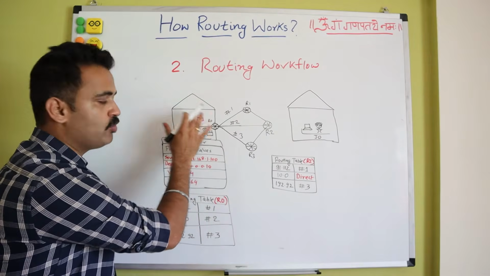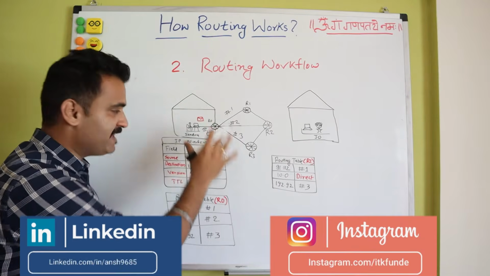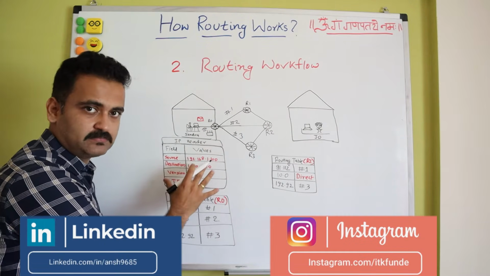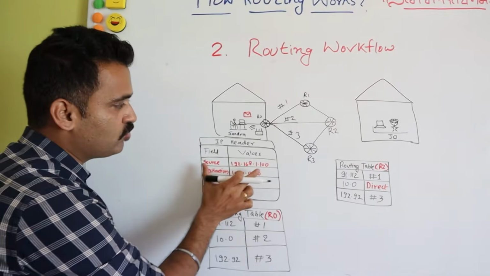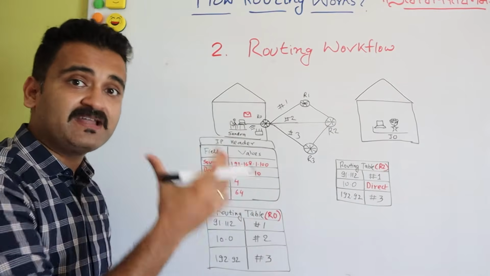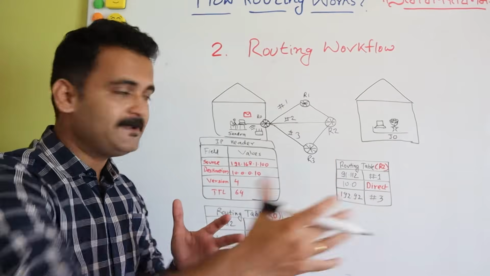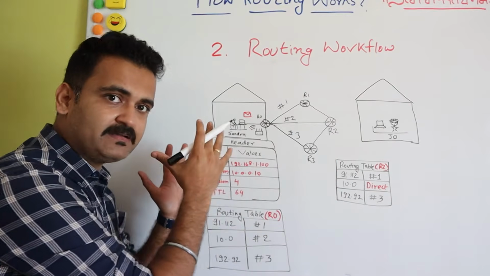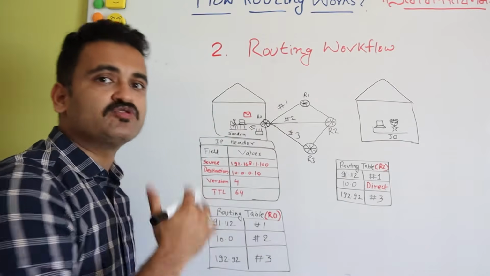So the moment the sender sends an email, that data packet will be assigned an IP header. Okay, what will happen in the IP header? The source and the destination IP address will be attached so that the IP packet knows where to reach, right? The moment the IP header is assigned to it, it is then sent to the closest router.